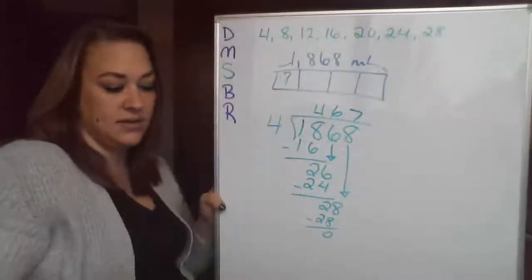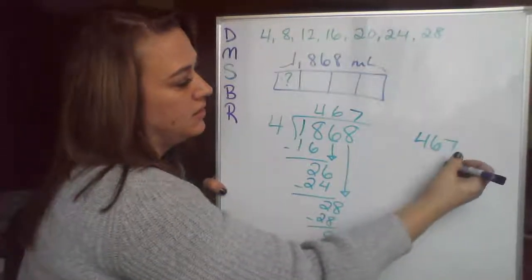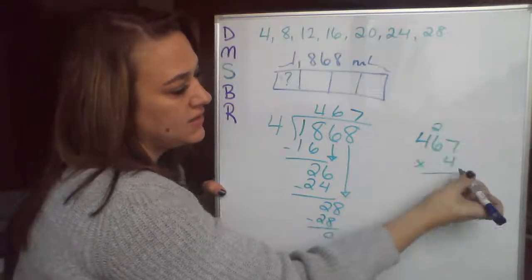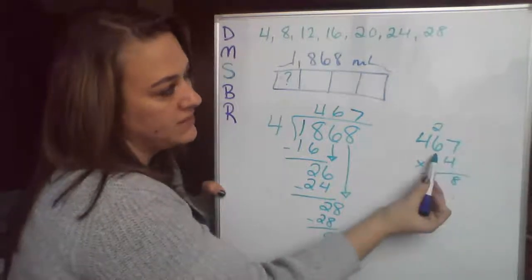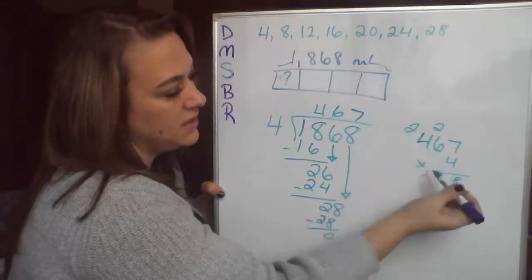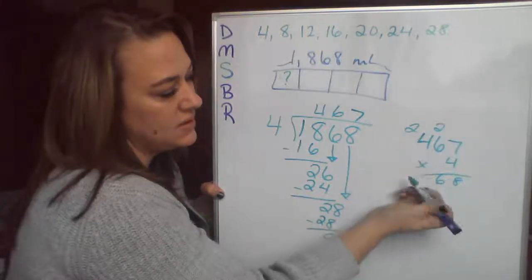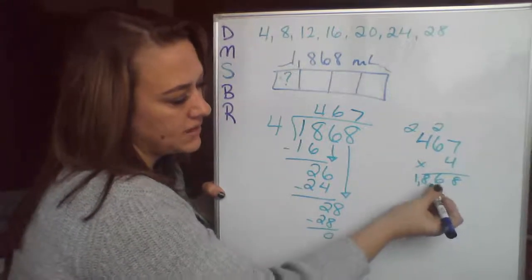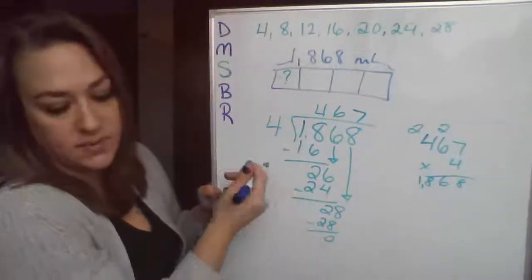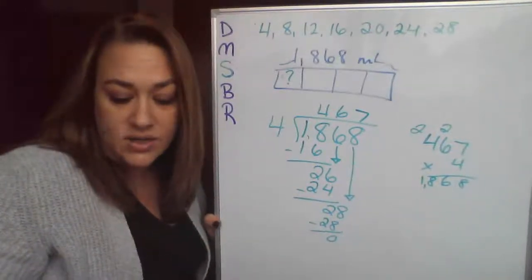So let's double check that with multiplication. So we're going to take 467, multiply it by 4. 4 times 7 is 28. 4 times 6 is 24, plus 2 gives me 26. 4 times 4 is 16, plus 2 gives me 18. 1,868. So when we go back to our question, it says, how many milliliters of medicine are in each container?